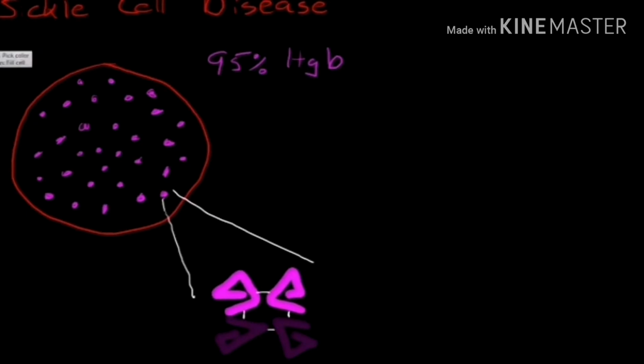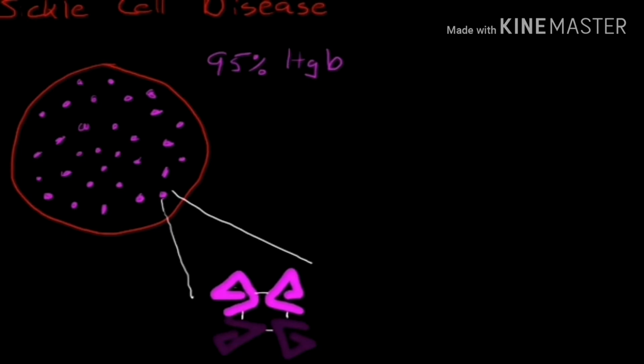Each polypeptide chain has, held in the center of it, a heme pigment, and it's this heme pigment that bonds with oxygen and allows the hemoglobin to carry oxygen, which is the main function of hemoglobin, and the main function of red blood cells is to carry oxygen from the lungs to tissues for cells to use.